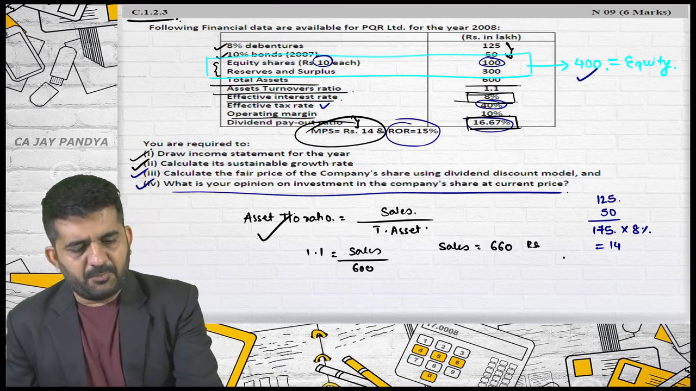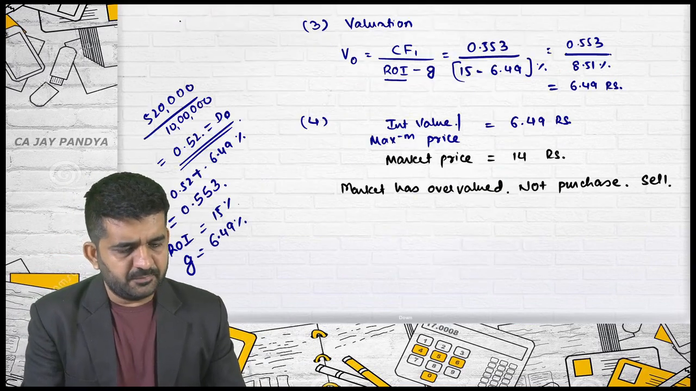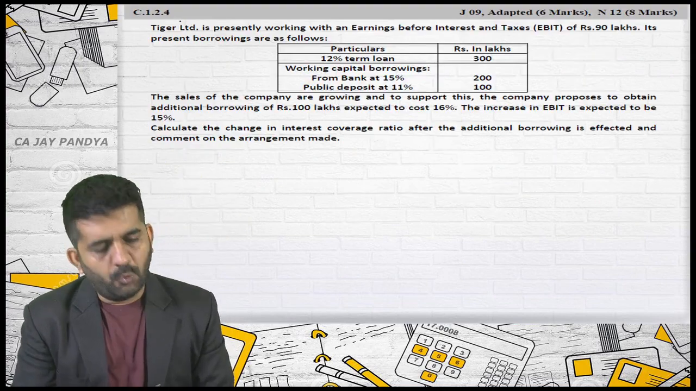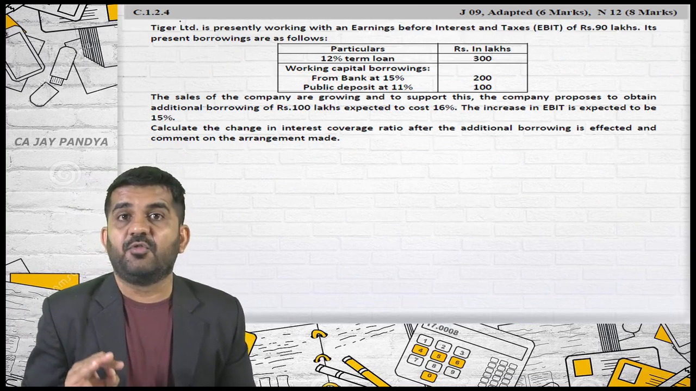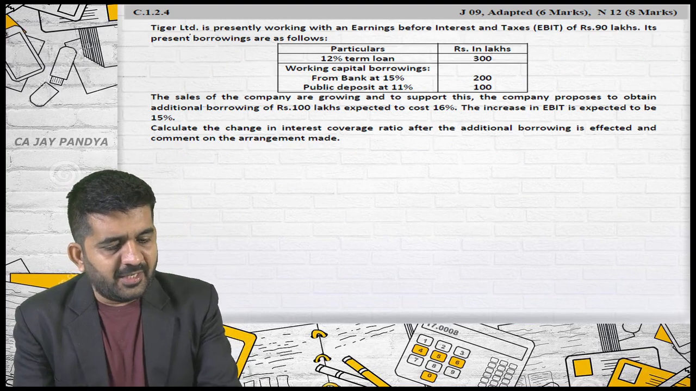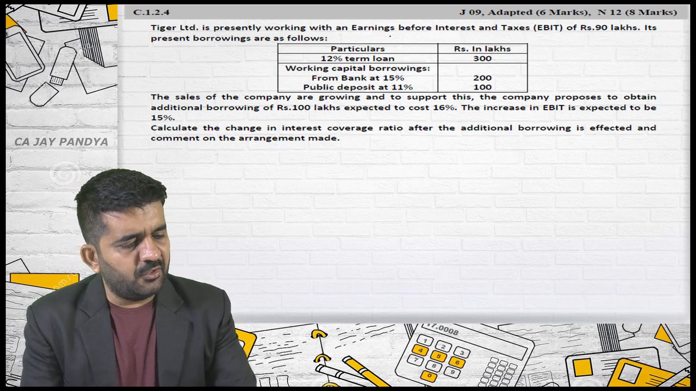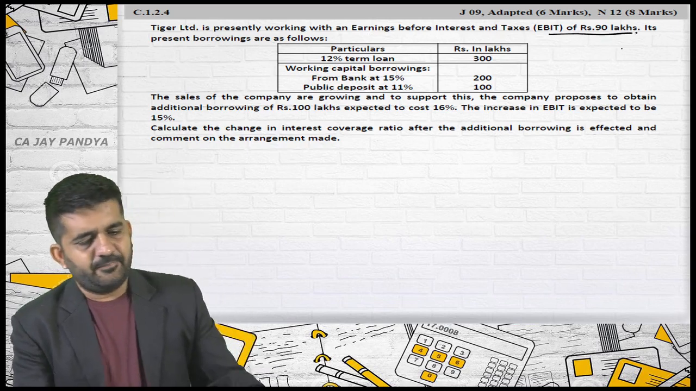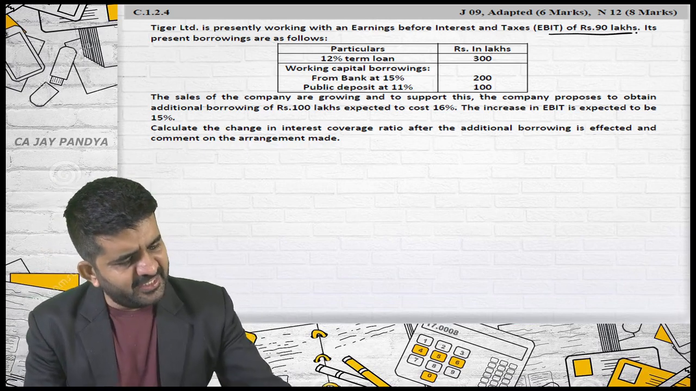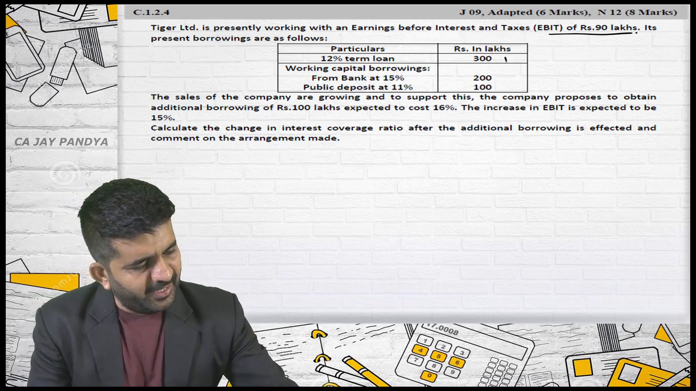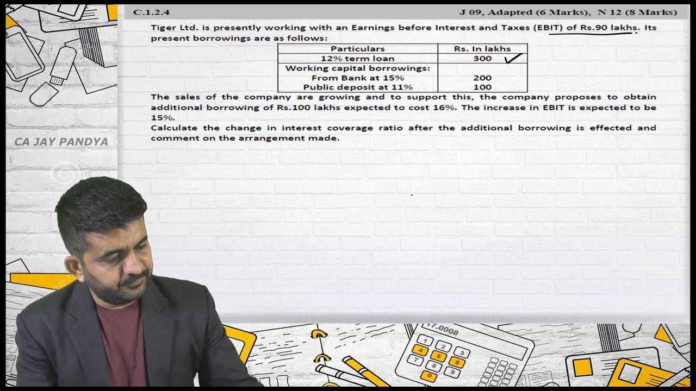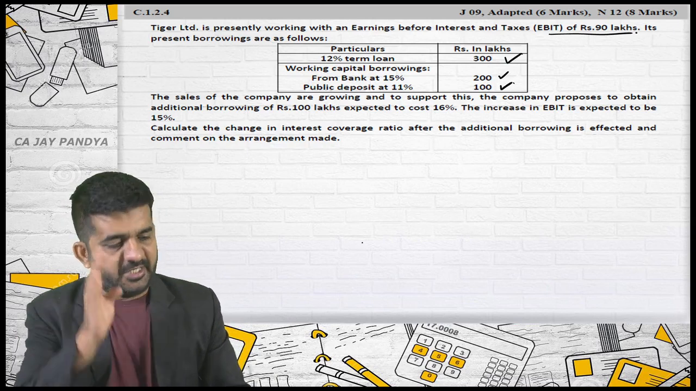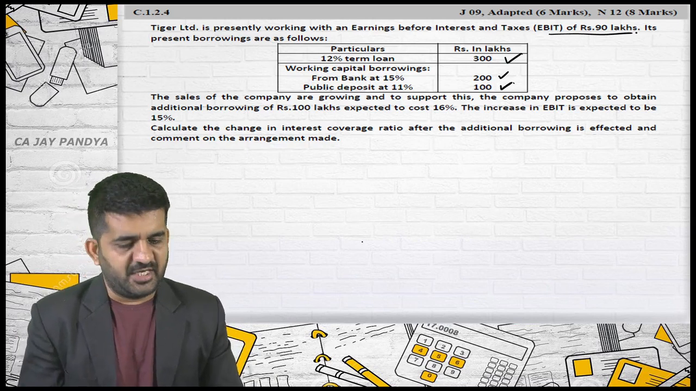This is C 1.2.3. We are going to the next question, which is C 1.2.4, which has some points of interest coverage ratio. Tiger Limited is presently working with an earning before interest and tax of rupees 90 lakhs. Its present borrowings are 12% term loan, 15% from bank and public deposit at the rate of 11%. So all these are debt.